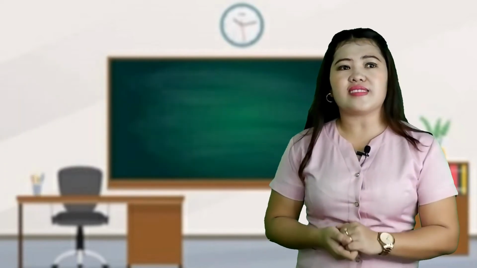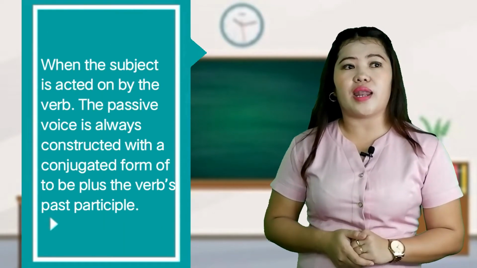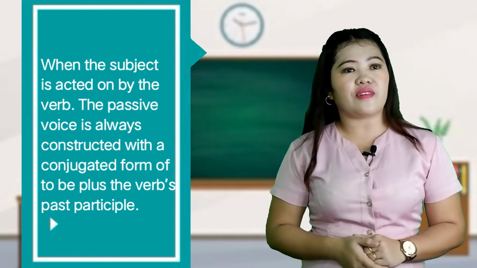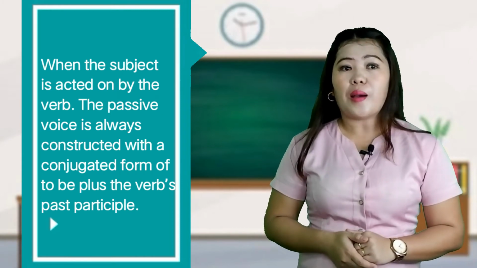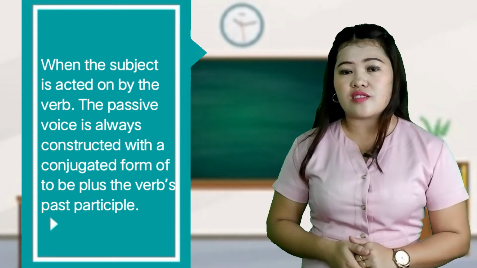Well, moving on, a sentence is in the passive voice, on the other hand, when the subject is acted on by the verb. The passive voice is always constructed with a conjugated form of to be plus the verb's past participle. Doing this usually generates a preposition as well. That sounds much more complicated than it is. Passive voice is actually quite easy to detect. For this example of passive voice, we will transform the active sentence above to illustrate the difference.